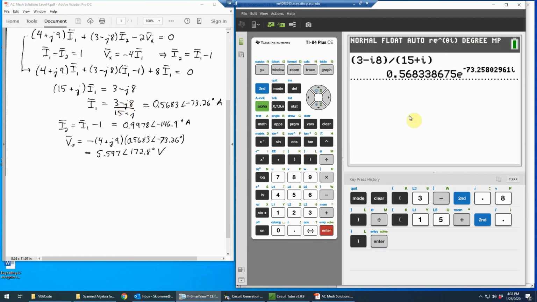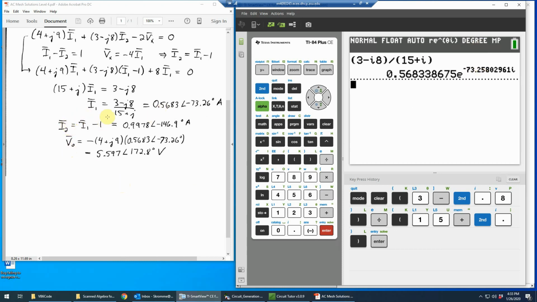Okay, so we just enter, and we have 0.5683 to 4 significant digits, angle negative 73.26 degrees here, again, carrying out 4 digits. And again, it's important to remember that you are in the degree mode. If you're in the radian mode, then obviously this would not be in degrees. And that's one of the common sources of error that people have, is not paying attention to the degree and radian mode. Okay, so that's very simple.